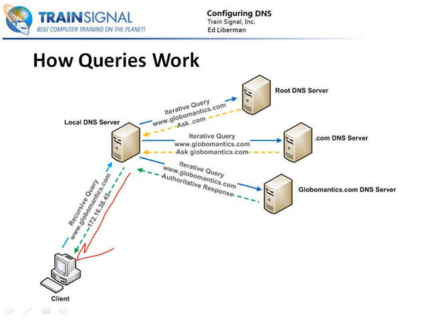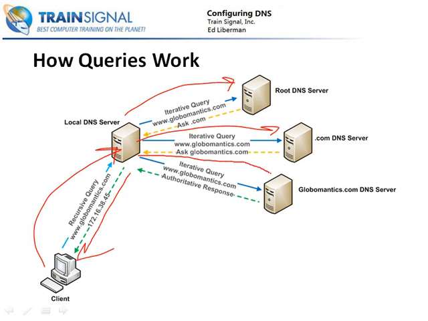Just to review, you have a client who says, hey, local DNS server, do you know who this is? Local DNS server thinks to itself, no, but it's a recursive query, so I'm going to go out and find the answer. It says, root, do you know? Root says, nope, but you can ask .com. .com, do you know? Nope, but you can ask globalmantics.com. Globalmantics.com, do you know? Yes, I do. And then the answer is given to the local DNS server, who can then pass that answer back on down to the client. And that's how queries work.